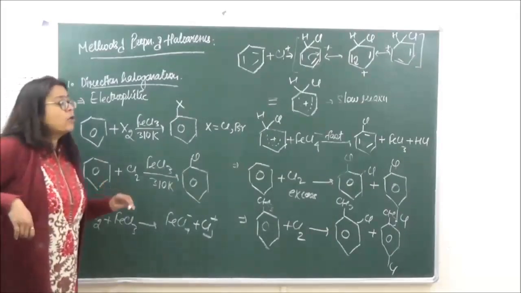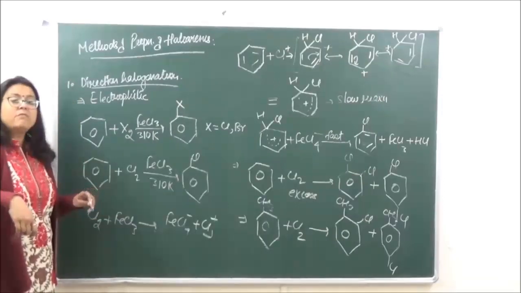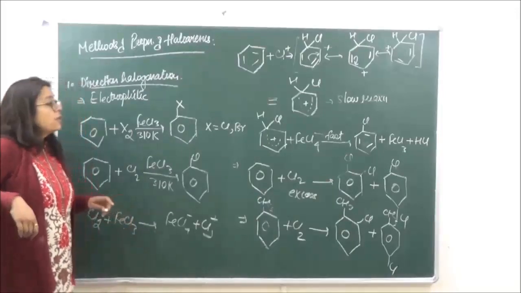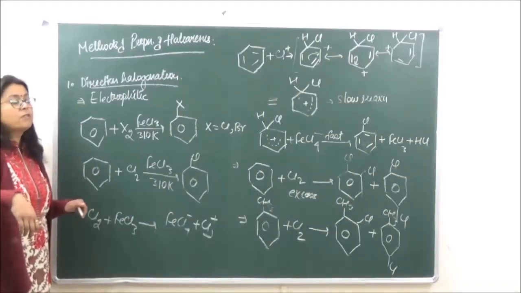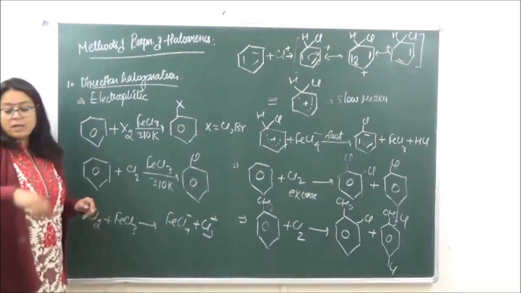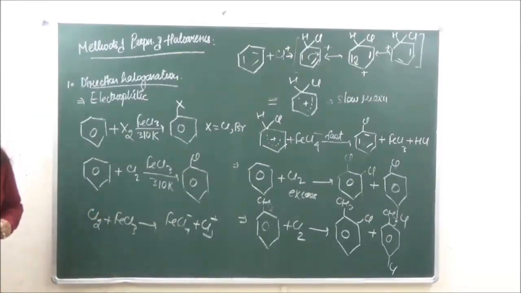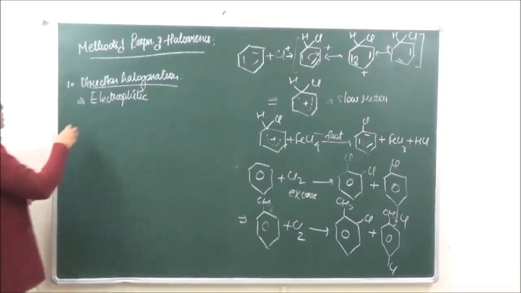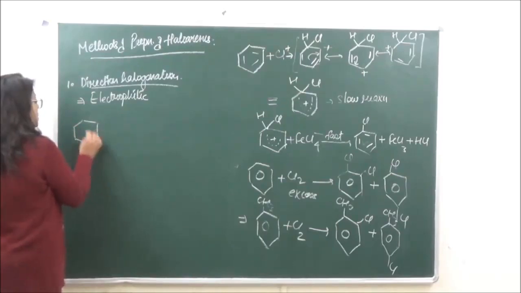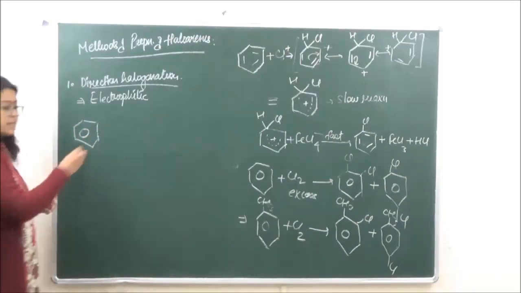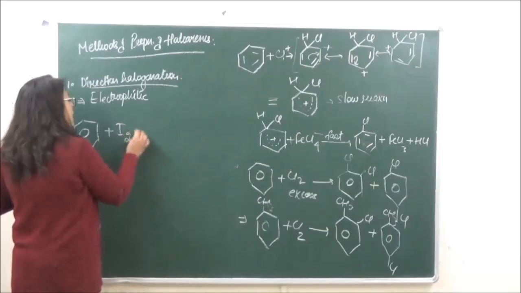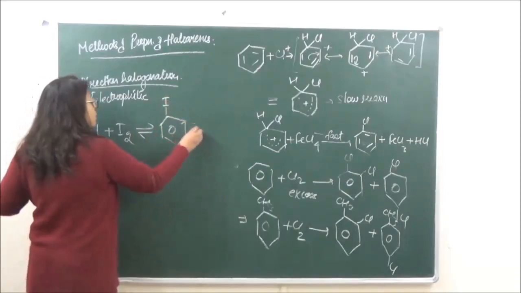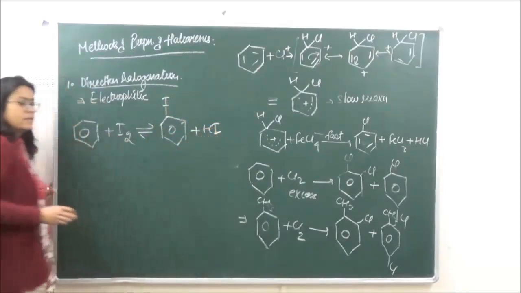When we talk of iodo compounds, iodo compounds can be formed by this method, but in that case the reaction is going to be reversible. So in order to remove one of the byproducts, we have to immediately react it with some other product. Let's see what is happening. If we are planning to form iodo compounds, we take benzene and react this with iodine. This is a reversible reaction to give us iodobenzene plus HI.